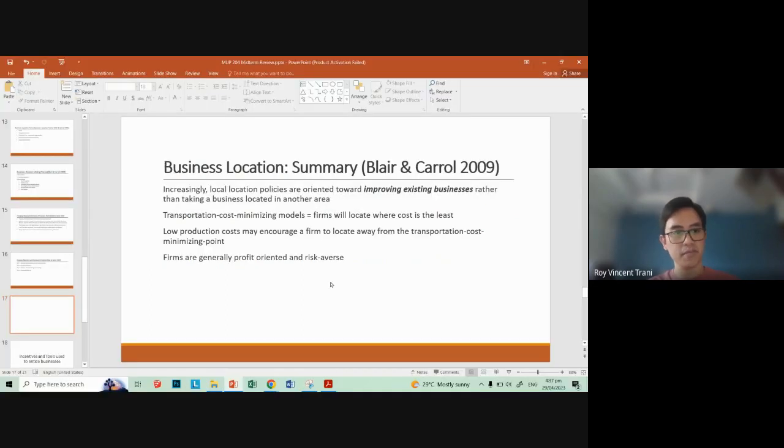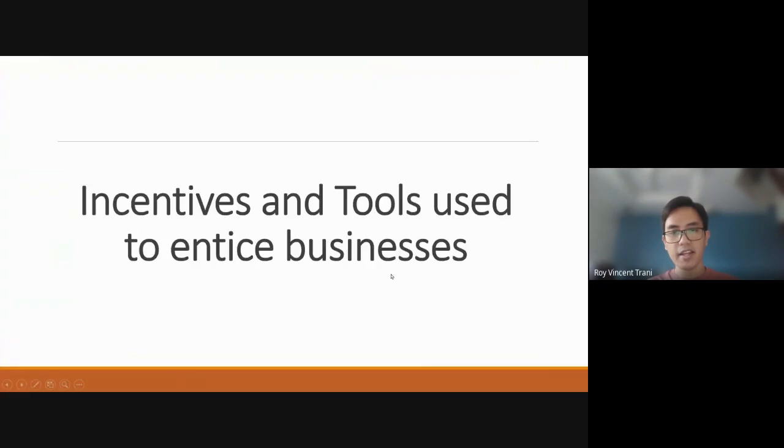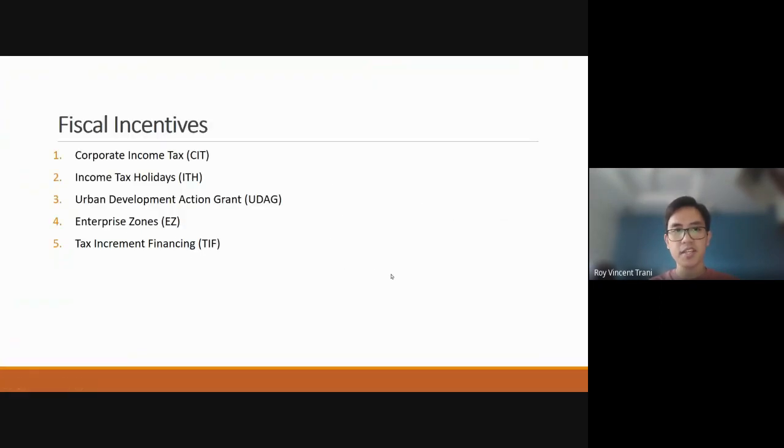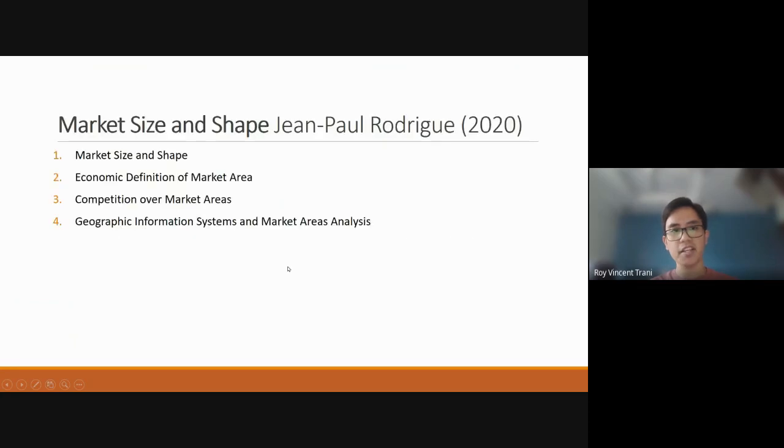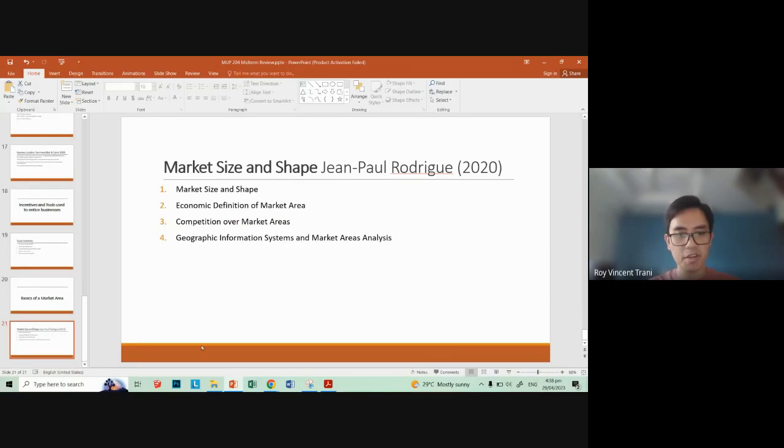So this is why you have a lot of businesses that tend to stay in one place, because movement is very, very risky. Okay. And then, like we talked about, the tools to entice businesses: we had a discussion on corporate income tax holidays, urban development action grant, enterprise zones, and tax increment financing. You already have the notes for that. And finally, we can get into the basics of a market area. Our main reference is Rodriguez 2020 in the transportation book. This will discuss market size and shape, economic definition of market area, competition over market areas, and geographic information systems and market area analysis. So we have about 30 minutes for that.